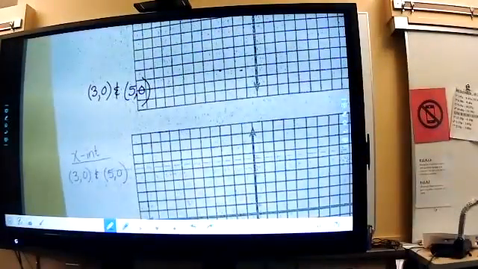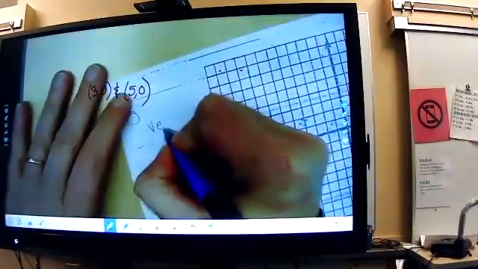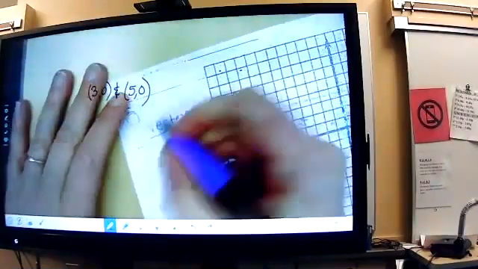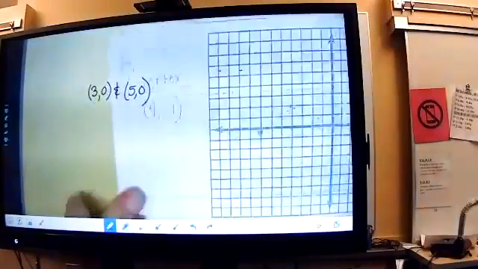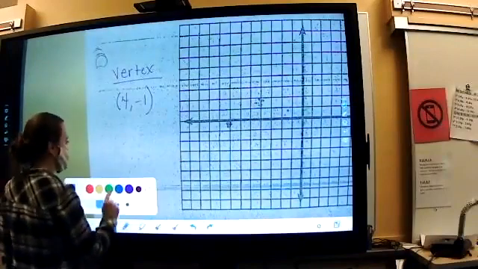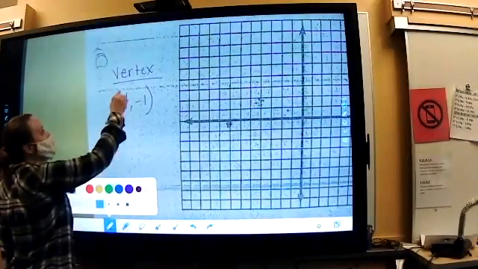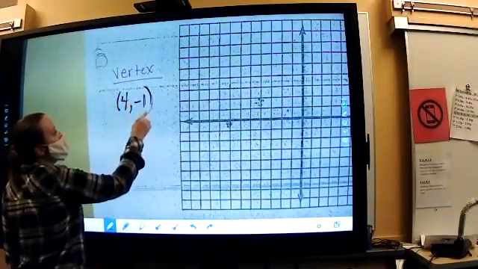I'm trying to get to a place where we all draw the exact same parabola. All right, next one, next challenge. Here is our next challenge. Vertex. Your parabola must have a vertex that goes through the point 4, -1. Yours needs to go through 4, -1.